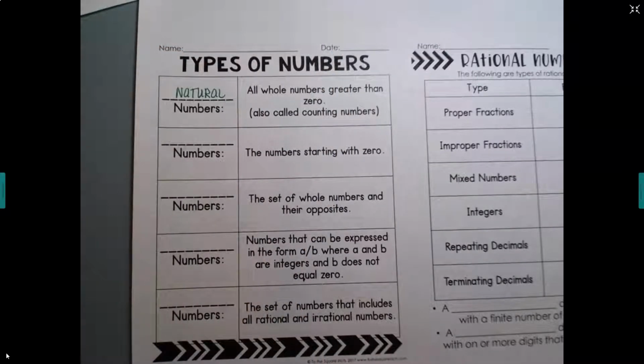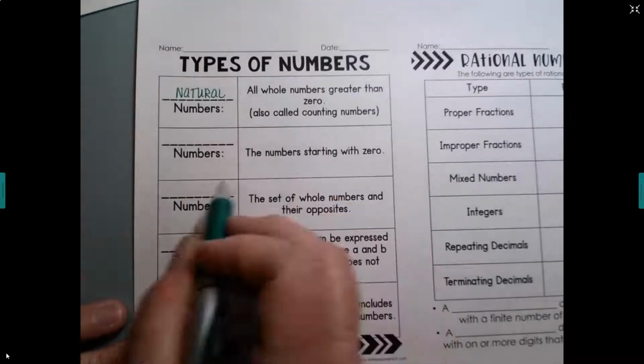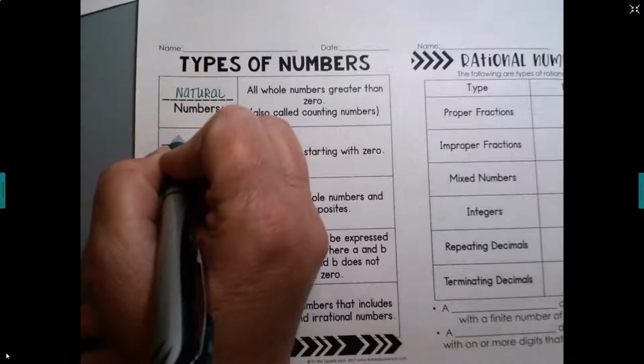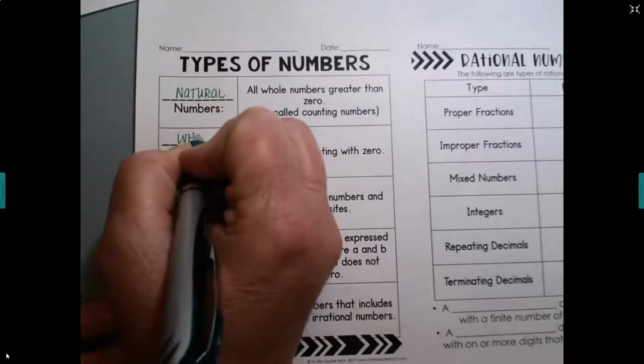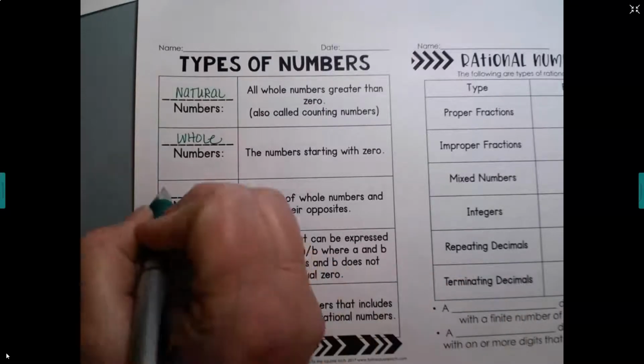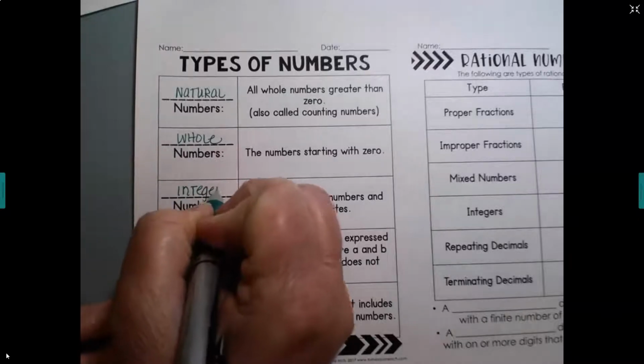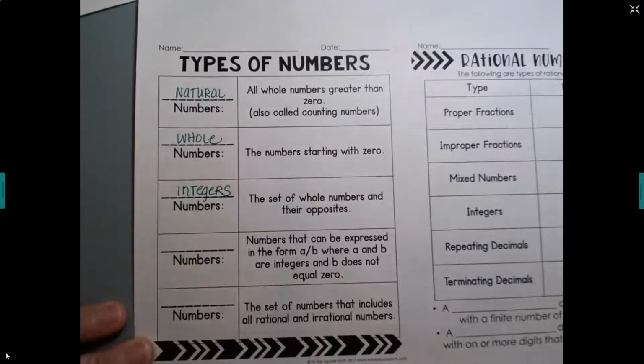So that's what you learned about in kindergarten. And then we told you 0 was also a number. So all whole numbers, including 0, are called whole numbers. Integers are the set of whole numbers and their opposites. Then we have a kind of number called a rational number.